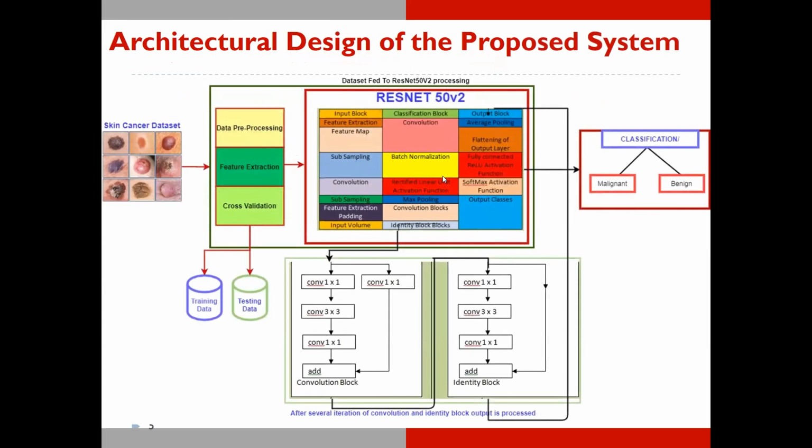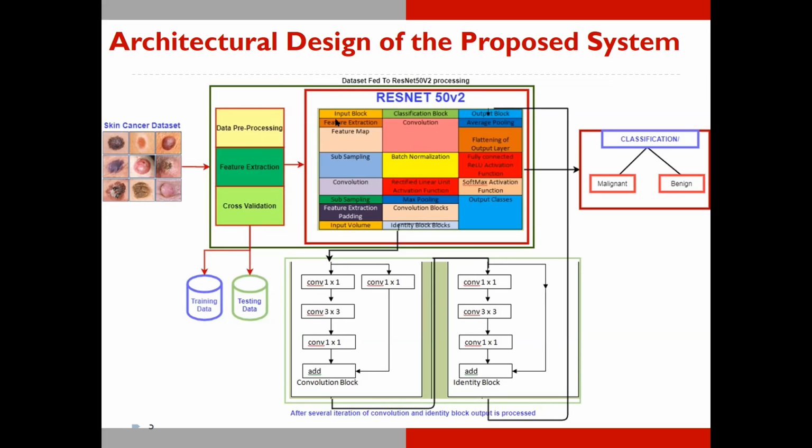So this is the architectural design of our proposed system. We have used the Kaggle skin cancer dataset. Skin cancer is the world's deadliest form of cancer. The tumors on the skin are abnormal growths of tissue that can be either malignant or benign. So we are taking the Kaggle skin cancer dataset. Totally, we have taken 2,637 images, and we are feeding that dataset to the ResNet 50 V2 model.